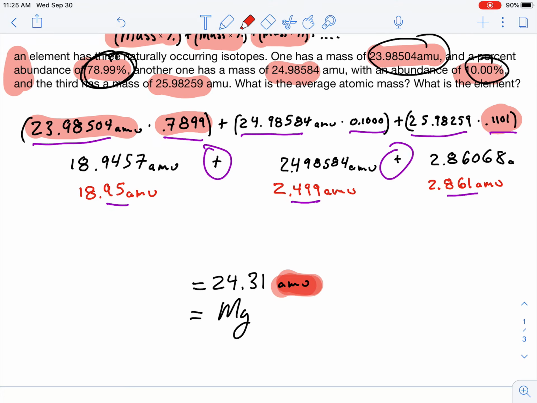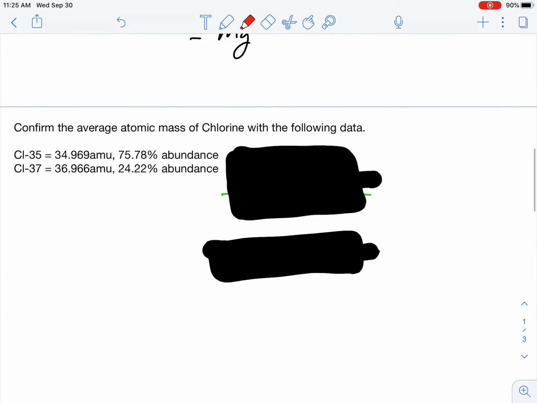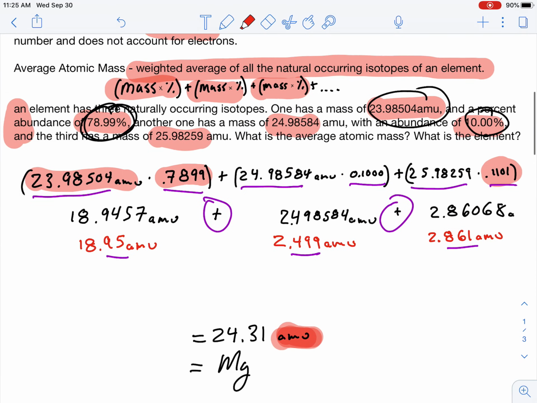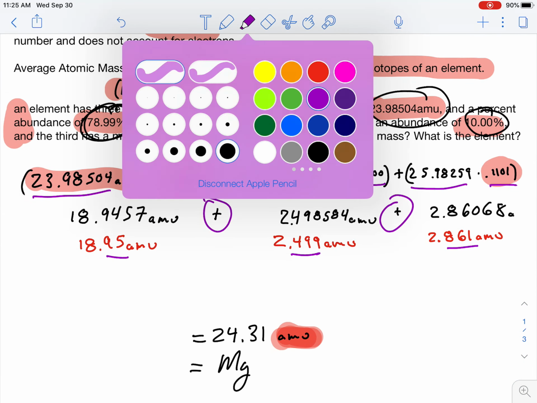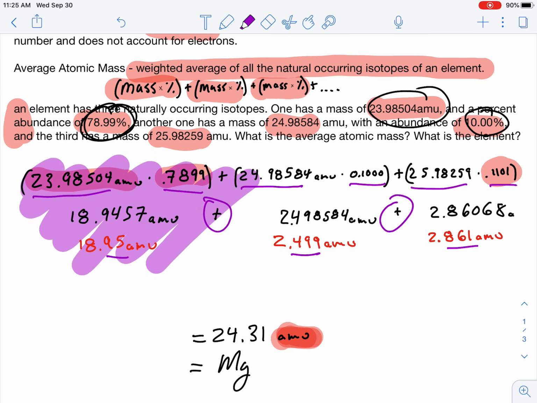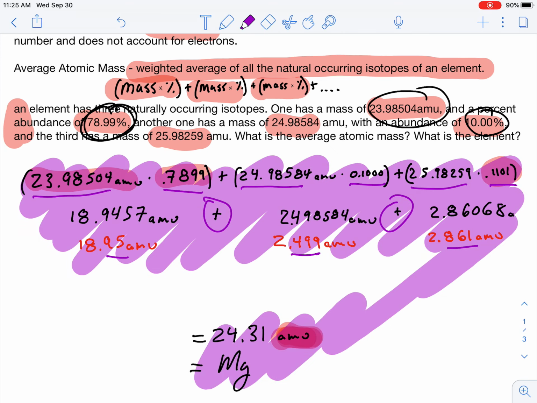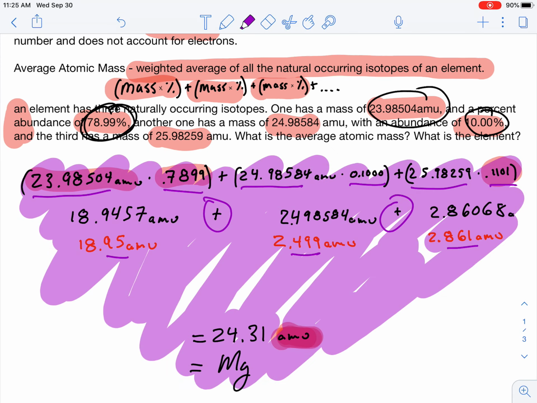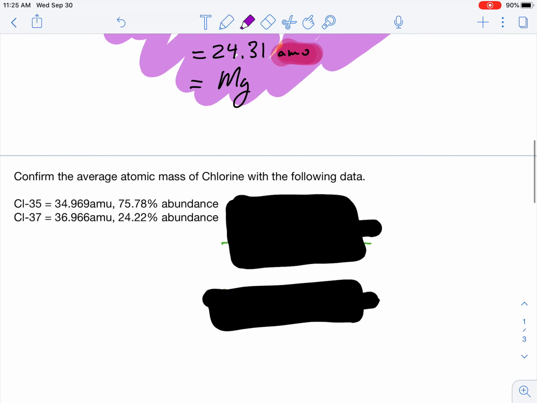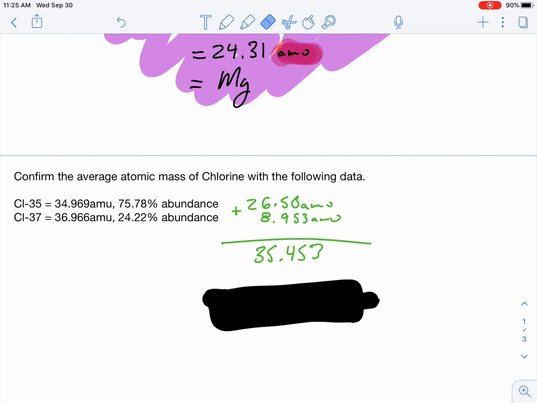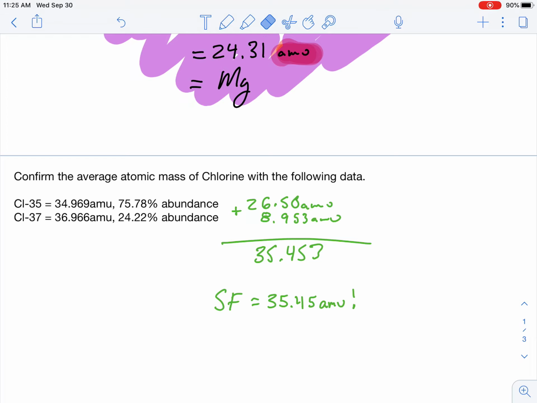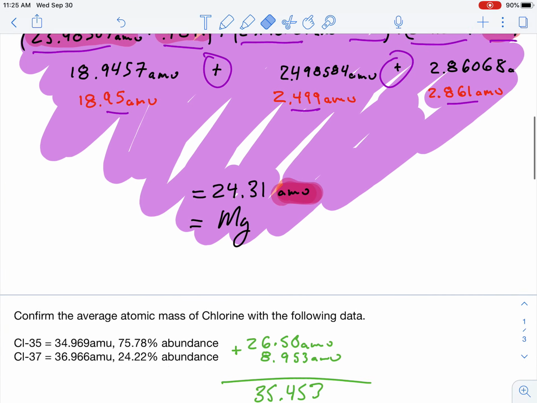Let's give you another practice problem. So, confirm the average atomic mass of chlorine with the following data. So here's my data. I would expect you guys to show all of this work shown here in purple highlight to get full credit. All of this will be required. However, in the interest of time, and because I wanted to make this quick, here's the two values I'd be adding together, and that happens to be the average atomic mass for chlorine. So that's pretty good. But once again, everything in purple would be required.